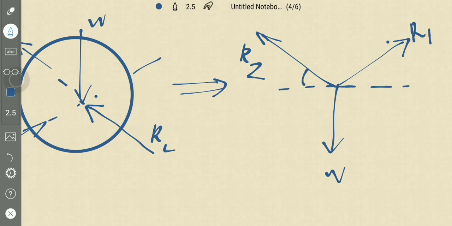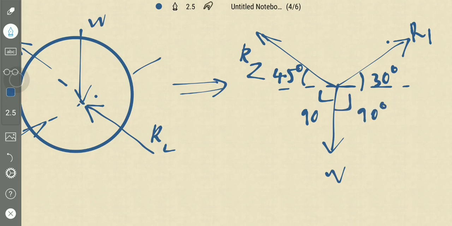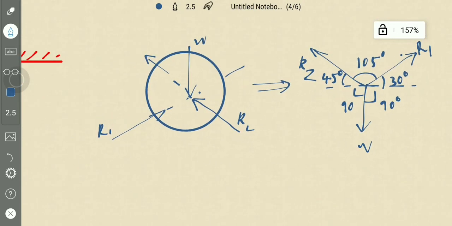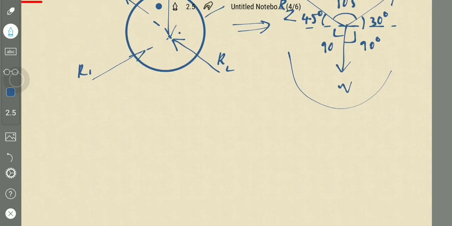And now what are the angles? This will be 45 degrees, this will be 30 degrees, this is 90, this is 90 degrees, and this is 180 minus (45 plus 30), which is 105 degrees. This is like Lami's theorem. We can apply Lami's theorem for this figure.